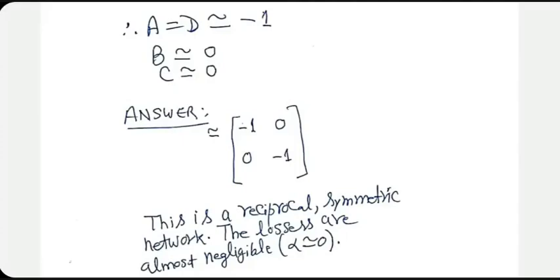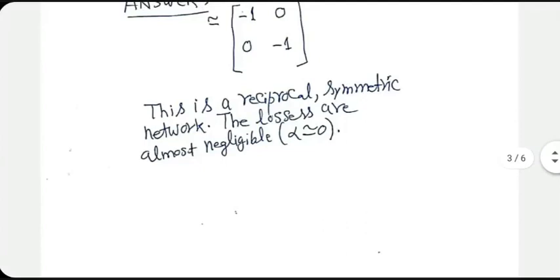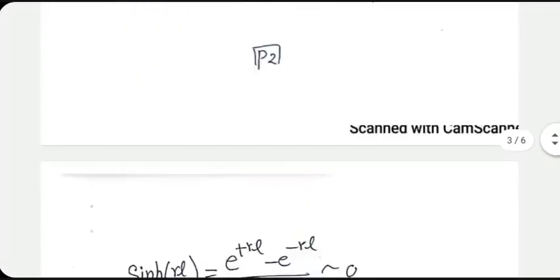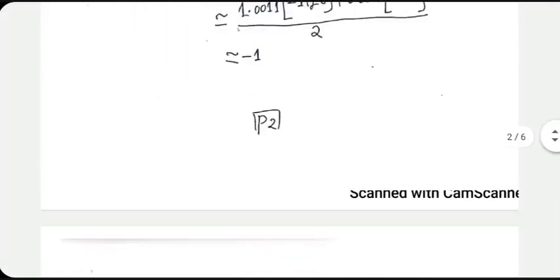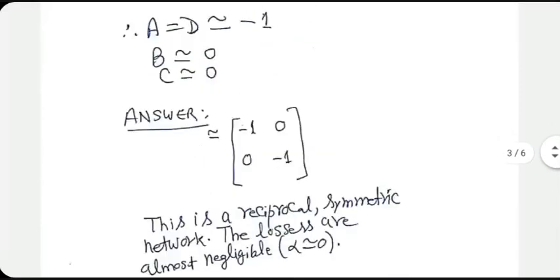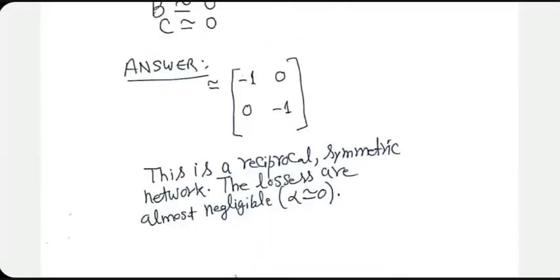It may not be that way in all lossy lines. Here alpha was very small, so we ended up getting almost like it is a lossless line. And it's a reciprocal network. You can see AD minus BC equal to 1 here.